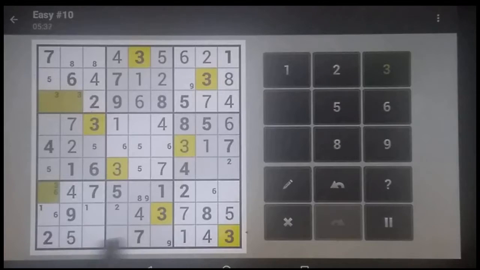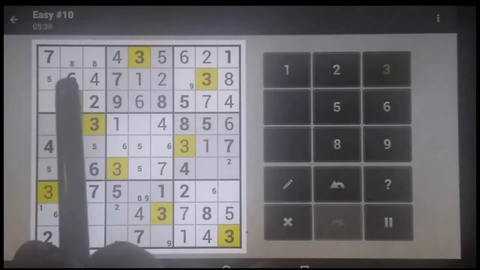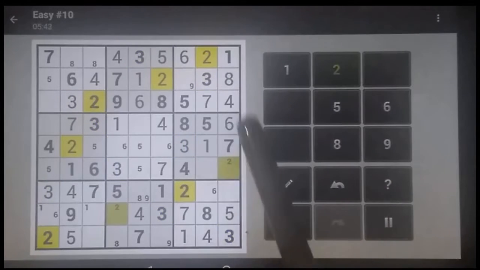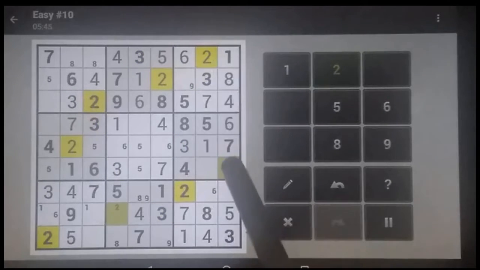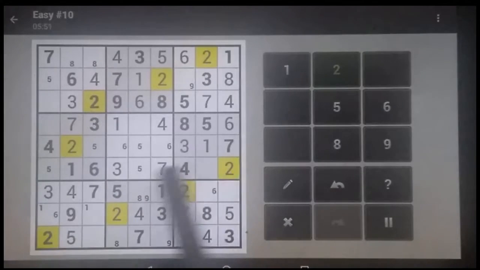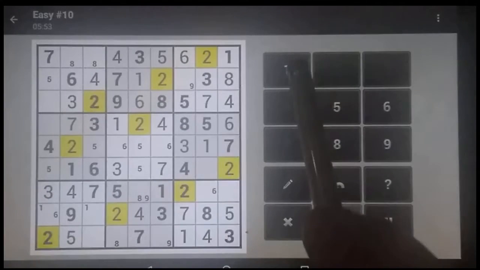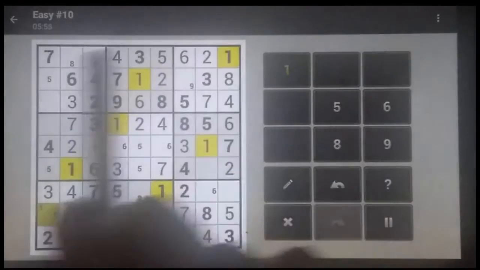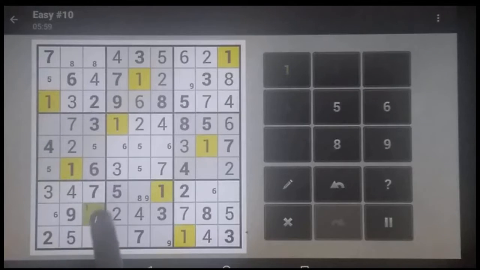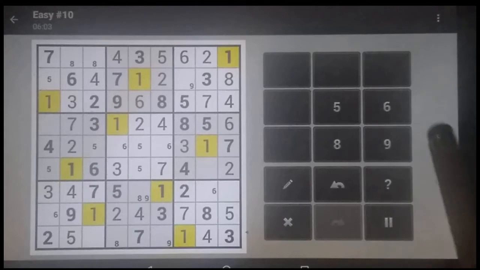3s, those two rows are taken, this is the only one left, which knocked out that one, making that one the only one left. The 2 can't be there. Yep. Can't be there. Yep. Can't be there. Yep. And so, can't be here, so there's the 1. Now it can't be there or there, so there we go.